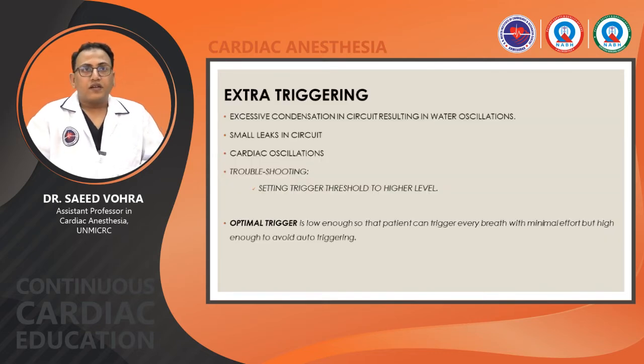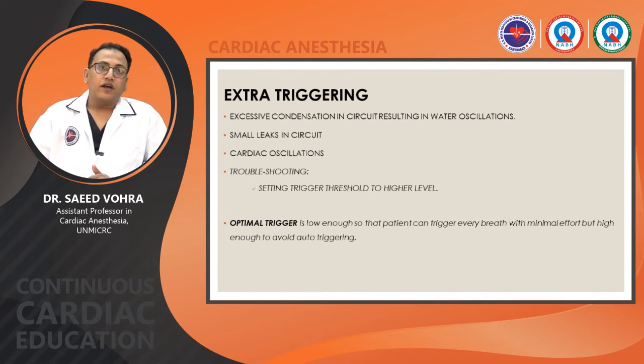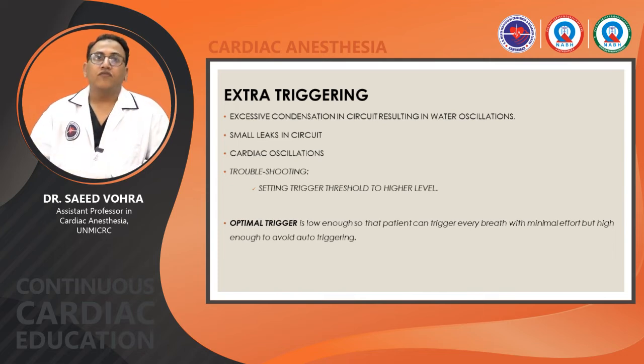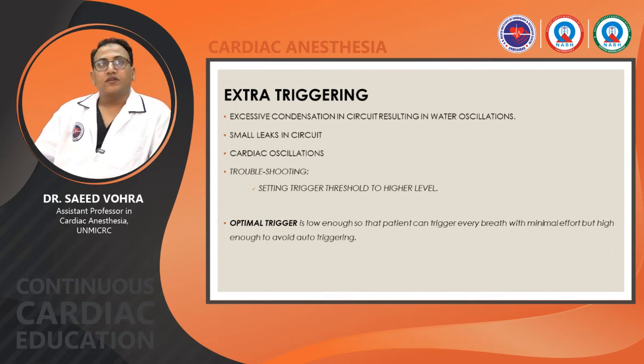Now auto triggering occurs when there is excessive condensation in the circuit resulting in water oscillations, small leaks in the circuit, or some cardiac oscillations. You can troubleshoot this by setting the trigger threshold to a higher level. So the optimal trigger is low enough so that the patient can trigger every breath with minimal effort, but high enough to avoid auto triggering.